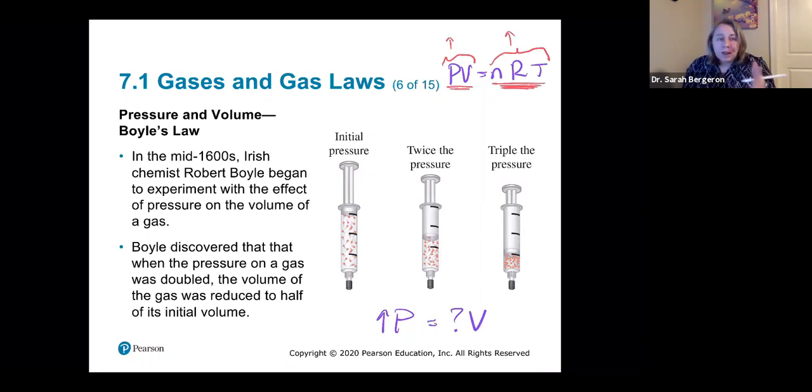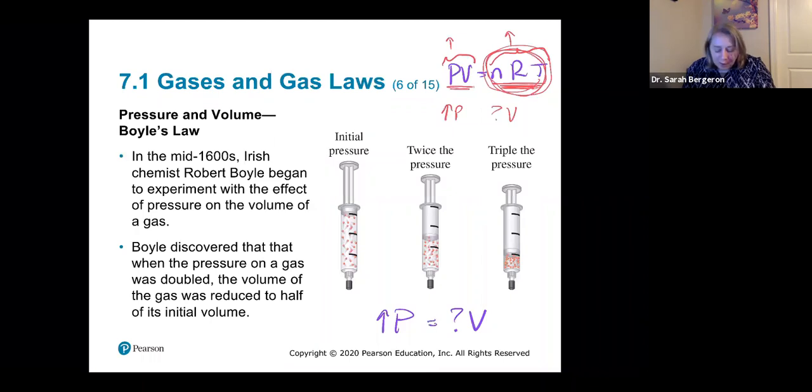So you can relate the different parts. Now, what if you have pressure and volume? What if you change pressure and you want to know what happens to volume? Well, they're on the same side of the equation, so you can assume that all of this is going to stay the same. So if you have an increase in pressure, what's going to happen to volume? How is volume going to change?